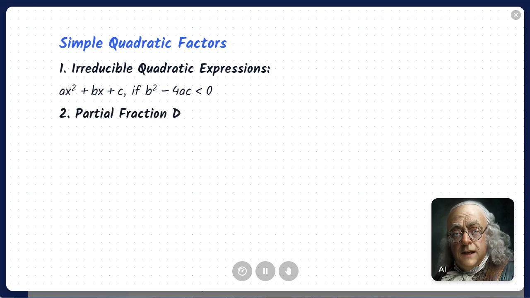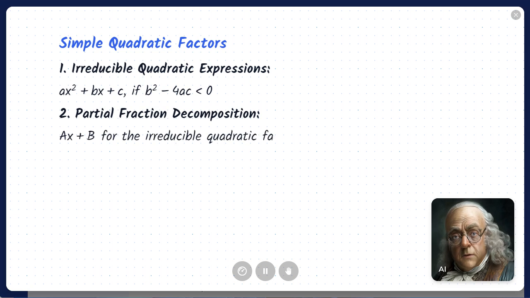2. Partial fraction decomposition. For a rational expression that has a denominator with an irreducible quadratic factor, we use partial fraction decomposition. We decompose the expression with a partial fraction whose denominator is that irreducible quadratic factor and the numerator is ax + b.